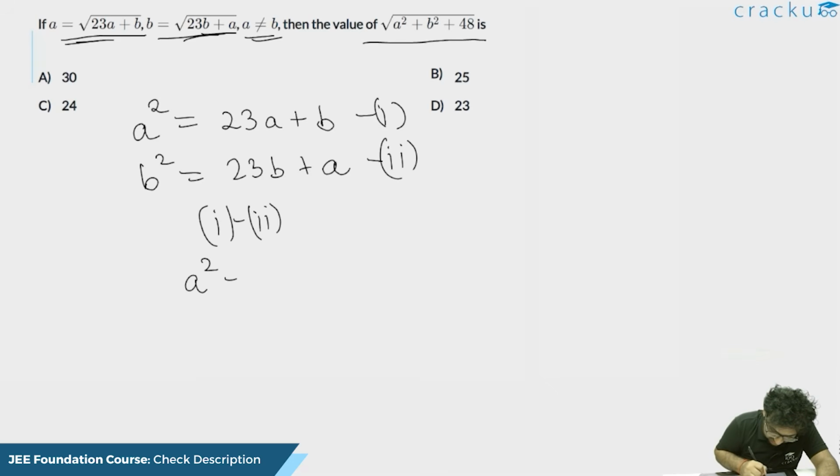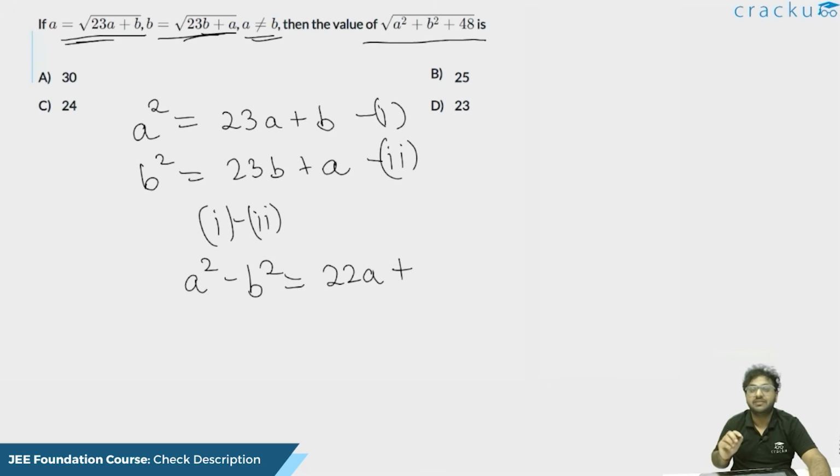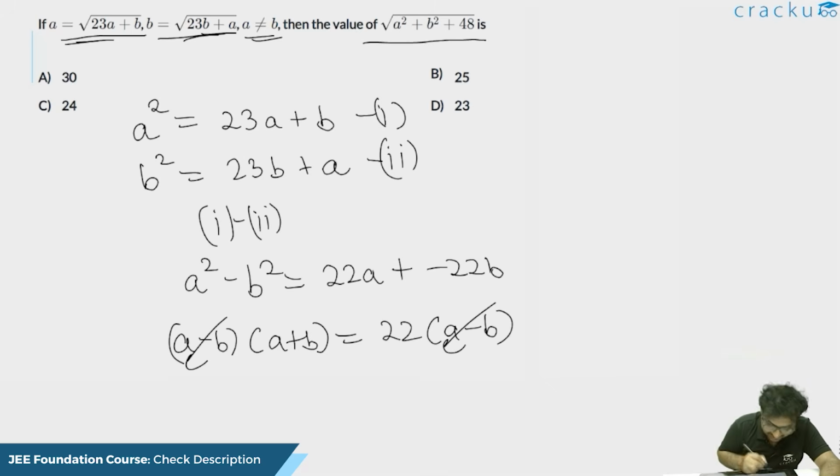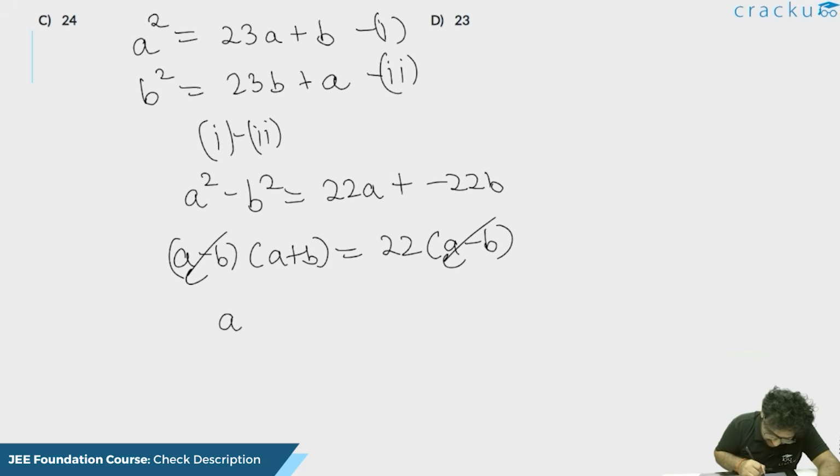So a square minus b square is equal to 23a minus a, which is 22a, plus b minus 23b, which is minus 22b. Now I know a square minus b square is a minus b into a plus b. So a minus b into a plus b is equal to 22 common, a minus b. So a minus b gets cancelled out. Why? Because a is not equal to b, so a minus b is not equal to 0. So we get a plus b is equal to 22.